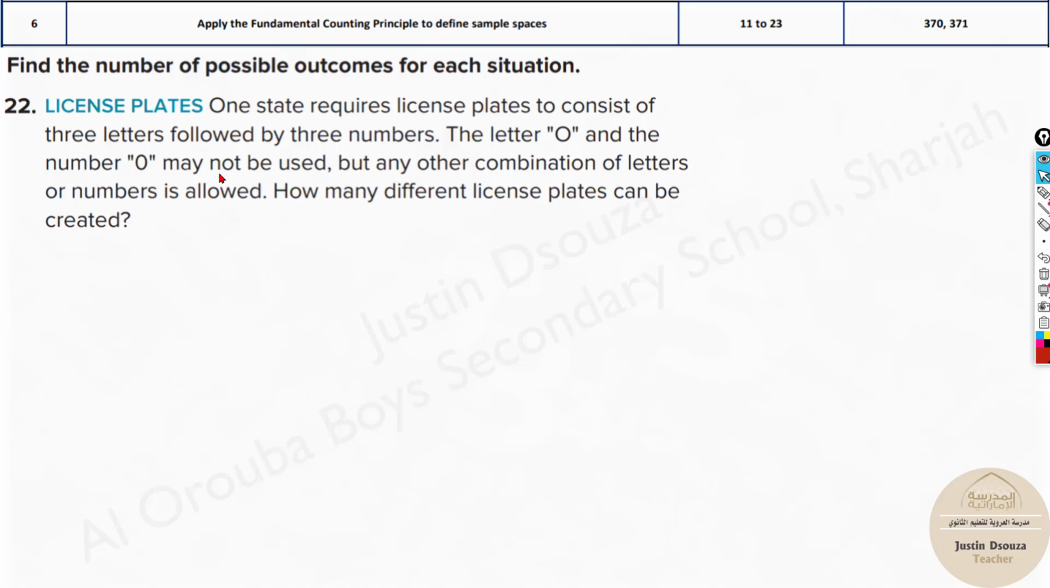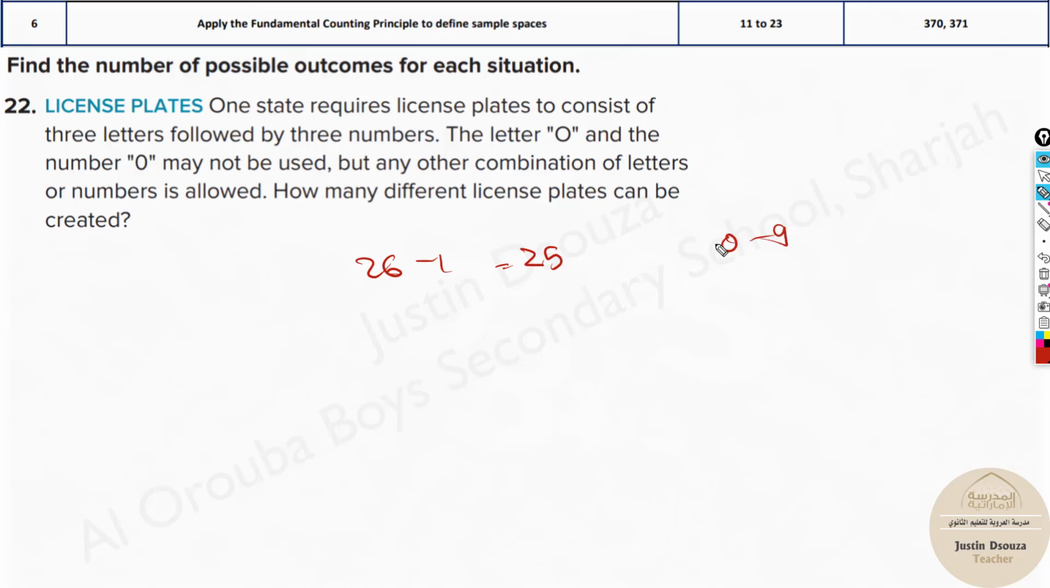Here we have another problem about license plates. One state requires license plates to consist of 3 letters followed by 3 numbers. The letter O and the number 0 may not be used, but any other combination of letters or numbers is allowed. How many different license plates can be created? Okay. Now, how many letters are there? They want 3 letters and 3 numbers. Total letters in the English language is 26. But they cannot use O. So A to Z, but O is excluded. So minus 1, it's 25 here.